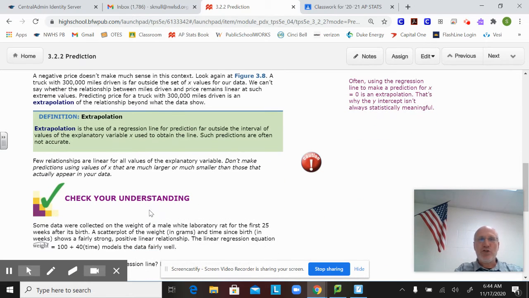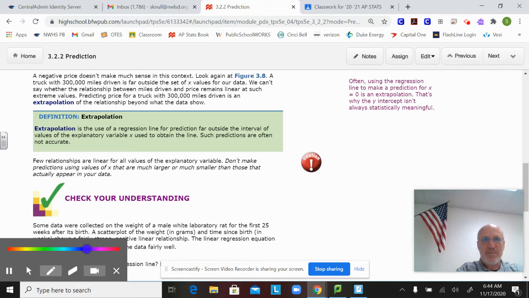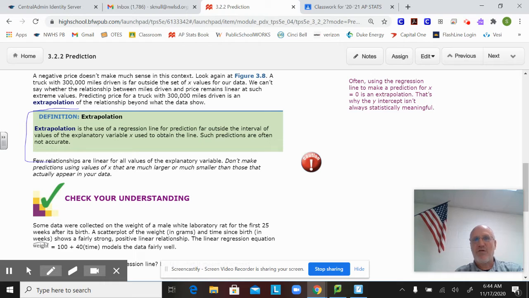which is called extrapolation. And this green box says it perfectly. Extrapolation is the use of a regression line for prediction far outside the interval of values of the variable x that you use to obtain the line. Such predictions are often not accurate.